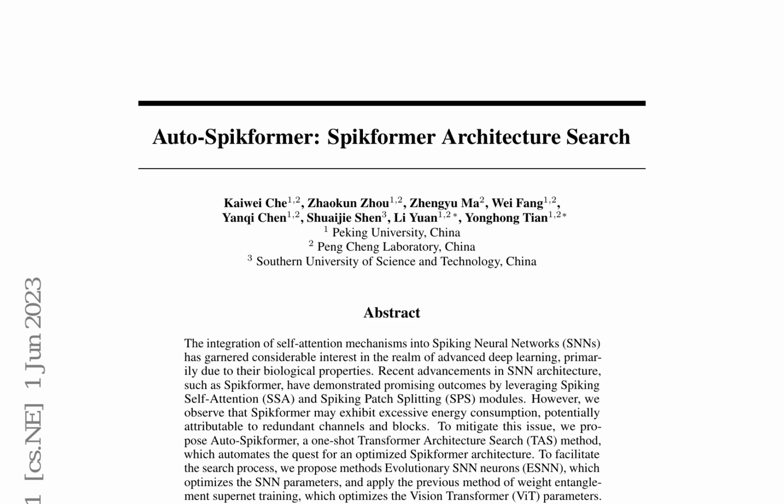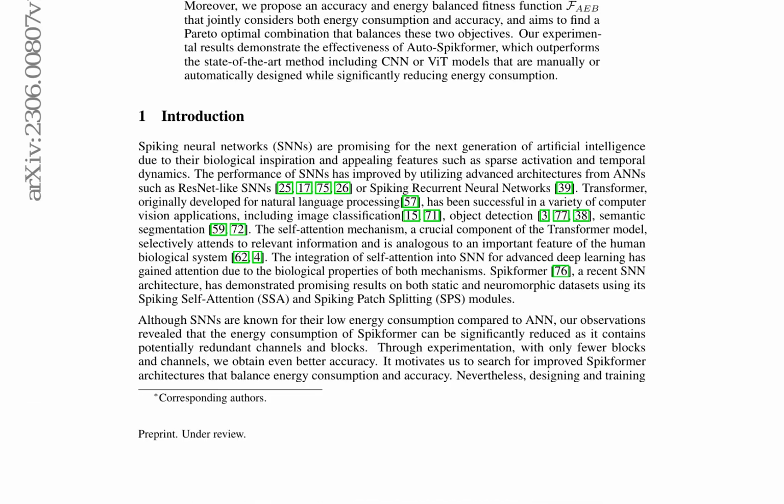The Auto-Spikformer is a novel approach to architecture search for spiking neural networks, SNNs, aiming to optimize the Spikformer architecture while balancing energy consumption and accuracy. This method leverages evolutionary SNN neurons, ESNN, for optimizing SNN parameters and weight entanglement supernet training for vision transformer (ViT) parameters. A fitness function, FAEB, is proposed to jointly consider both energy consumption and accuracy, seeking a Pareto optimal combination.